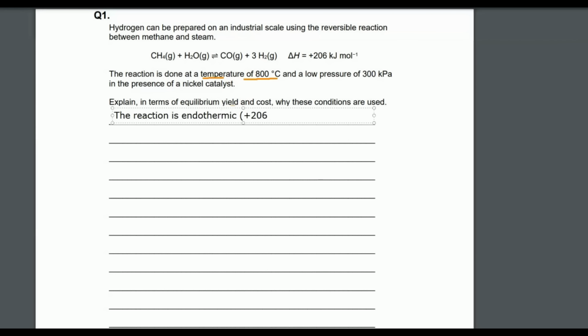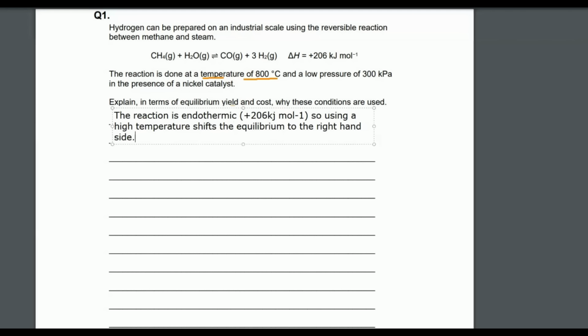So first of all, the reaction is endothermic. You can tell that because it gives plus 206 kilojoules per mole to the -1. That means it's endothermic on the right hand side. So if we use a high temperature, remember Le Chatelier's principle says that the reversible reaction in a closed system will try and oppose that change. A high temperature shifts the equilibrium to the right hand side, to the endothermic side, because it's going to try and reduce the temperature.